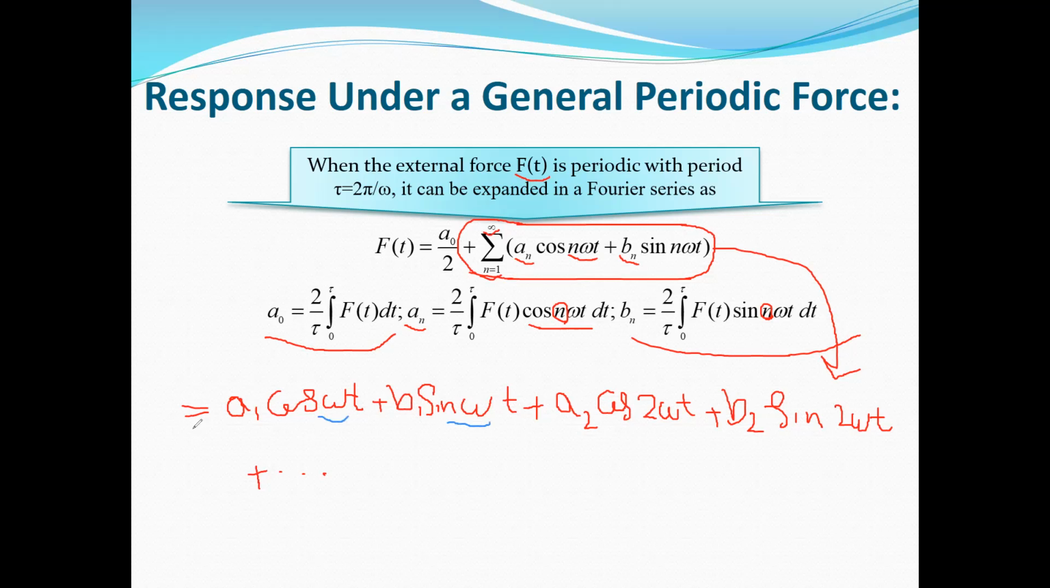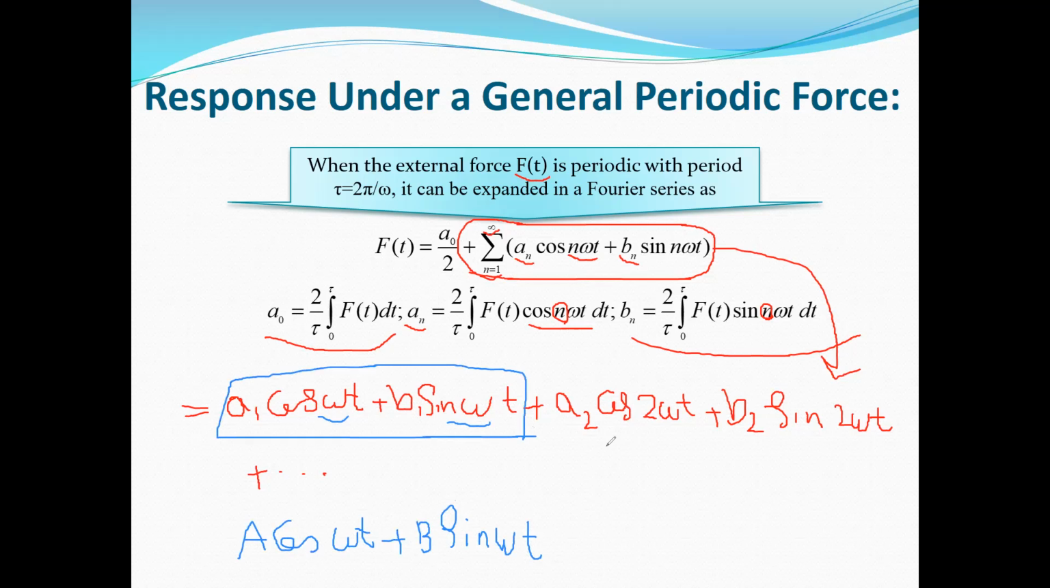So the particular response for this part is, for example, a cosine omega t plus b sine omega t. So this is the particular response for this part, for the first harmonic. The second harmonic is with frequency 2 omega. So we need another particular response for this part.